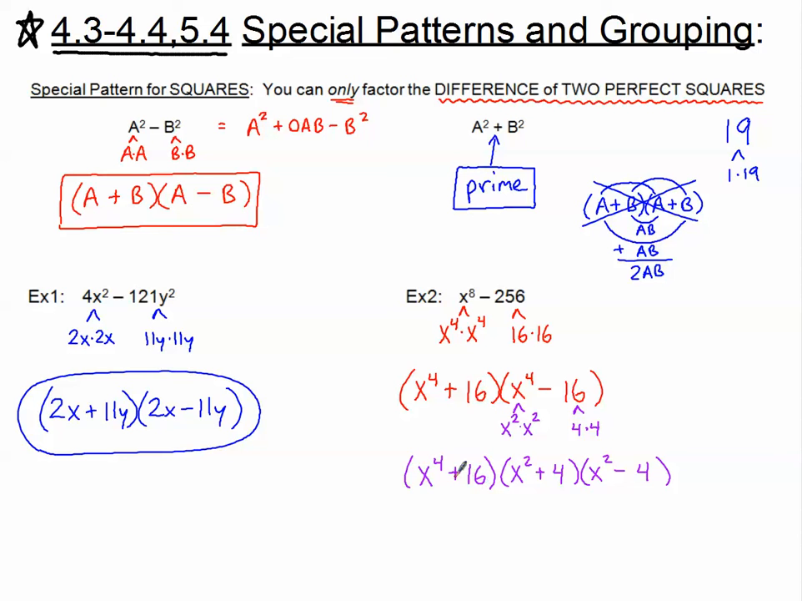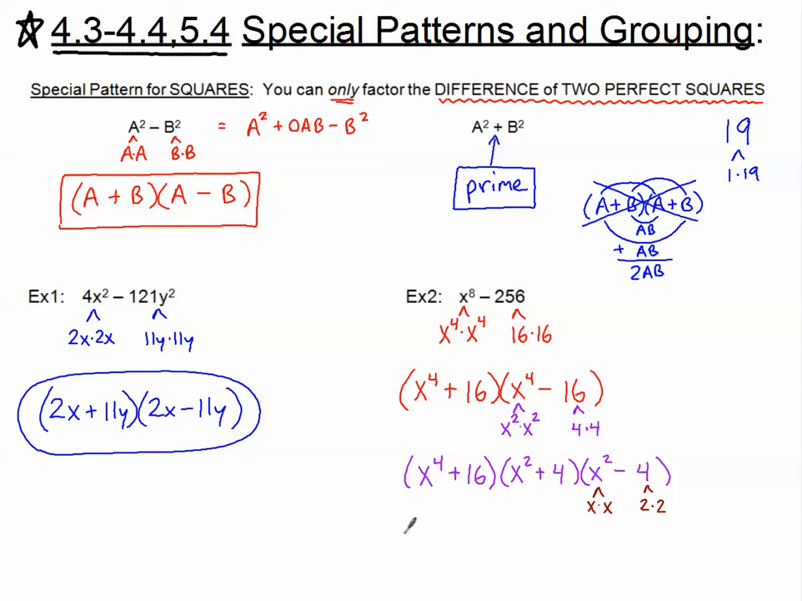We can't do anything with this. We cannot factor a sum of two perfect squares. We cannot do anything with this. It's a sum of two perfect squares. But look at this one. Another difference of two perfect squares. This is x times x, and this is 2 times 2. So I can factor this again.